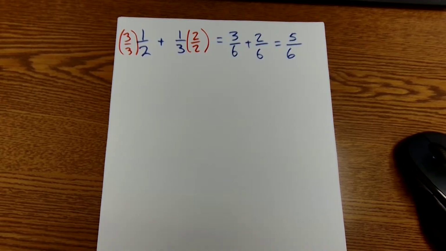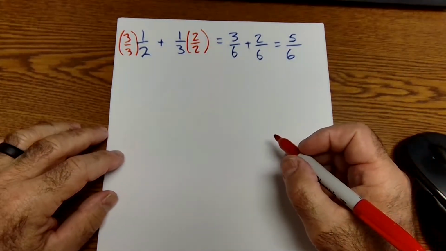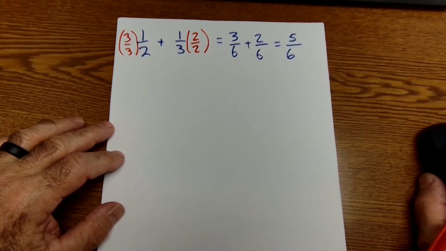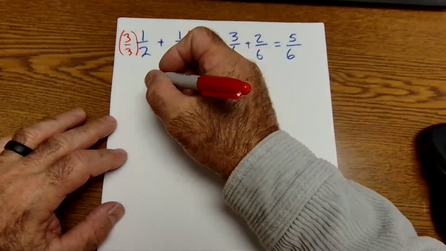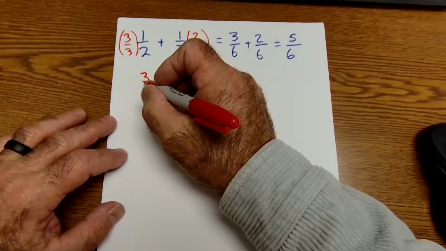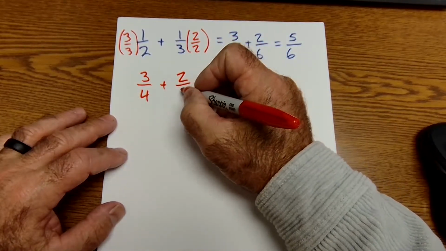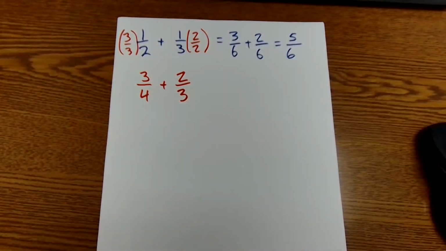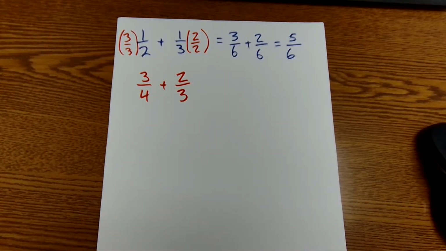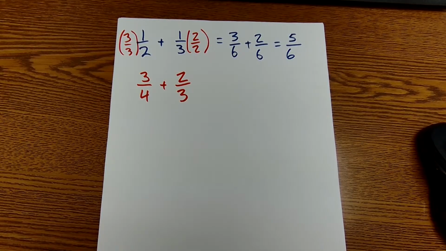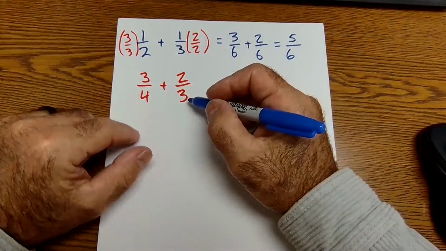How to add fractions with dissimilar denominators. I'll go ahead and put a problem up here. Let's say I had 3/4 plus 2/3. The way I add these fractions together, the way I add all fractions, is I have to have a common denominator. So I'm looking for what both the 4 and the 3 will go into.